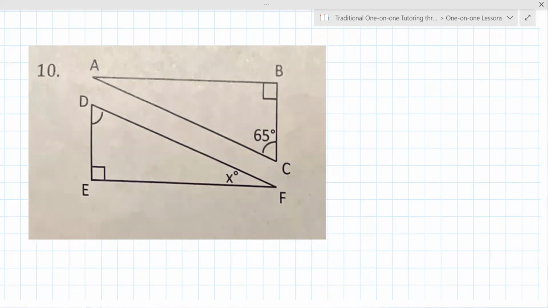Okay, for number 10, it says to find the value of x. And I think we're supposed to assume that the triangles are congruent. So if angle C is 65 degrees, what is the measure of angle D? What is the measure of angle D? Okay. So all right, find the value of x. I think I know that right there. So C is congruent to D.